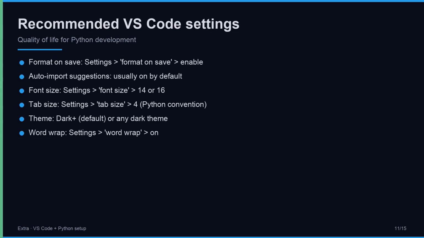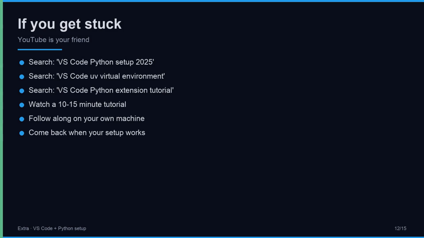Here are some quality of life settings. Enable format on save. VS Code formats your code automatically every time you save, keeping it clean. Auto import suggestions are usually on by default. VS Code offers to add import statements when you use a module. Set your font size to 14 or 16 for comfortable reading. Set tab size to 4, which is the Python convention. Use a dark theme. Dark Plus is the default and works well. And enable word wrap so long lines do not disappear off the right edge. Quality of life.